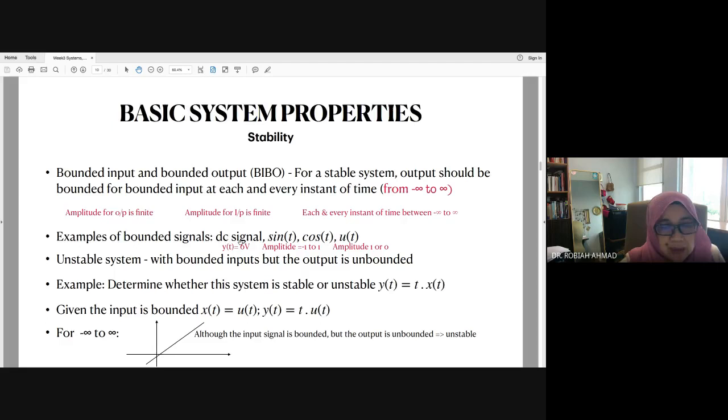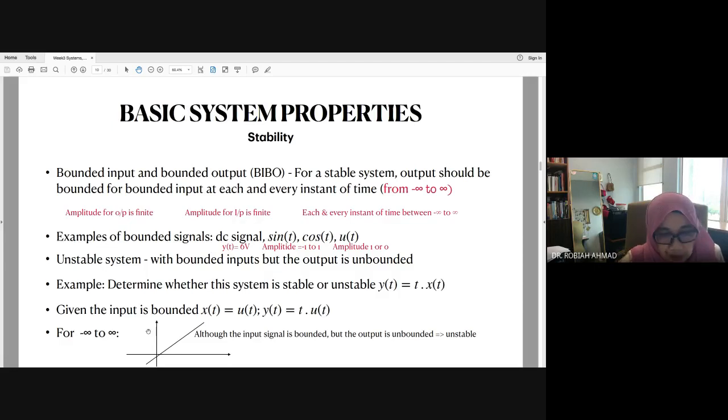For example, a DC signal has just a constant value of 6V. For cos and sin, usually the amplitude is between -1 and 1. For ut, the unit step, when t is greater than or equal to 0 the value is 1, and for t less than 0 the value is 0. So ut, the unit step, is usually 0 to 1. An unstable system is a system with bounded input but unbounded output. It is not bounded, so we cannot predict its stability.